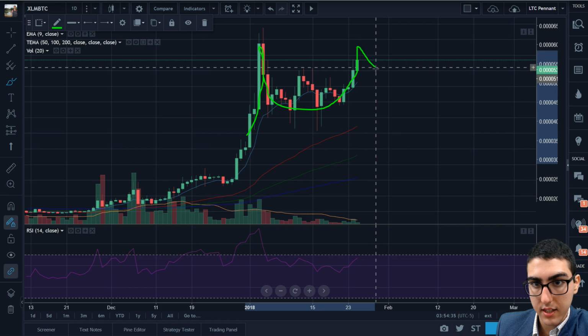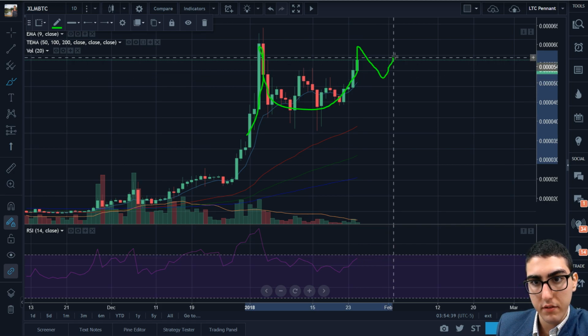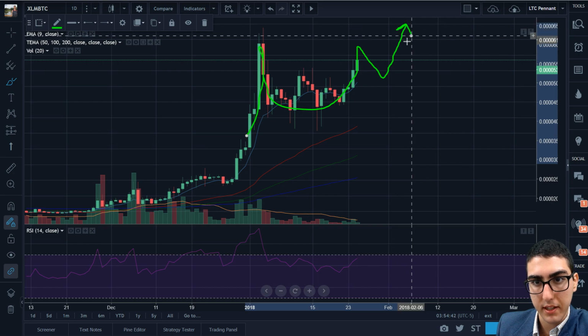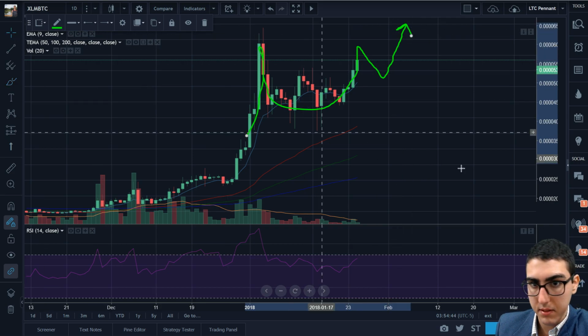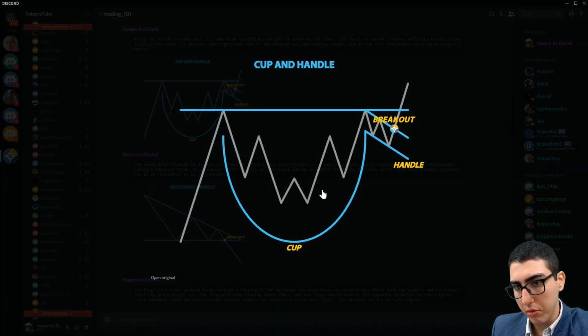So here, just to draw this out a little bit clearer for you guys, here's what we're seeing. So initial breakout, cup forms, should go all the way up here if it's going to be a cup and handle, and then it should start to consolidate maybe halfway through.